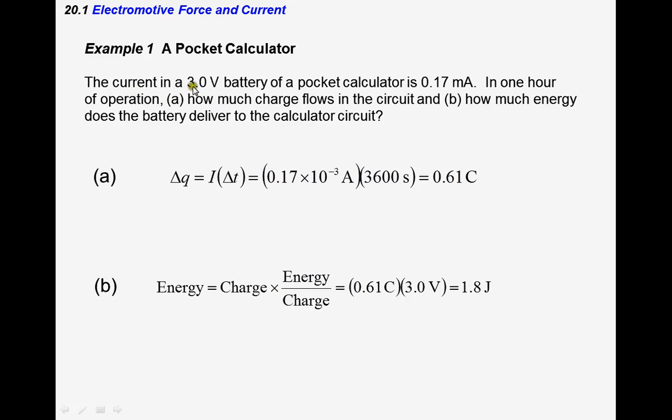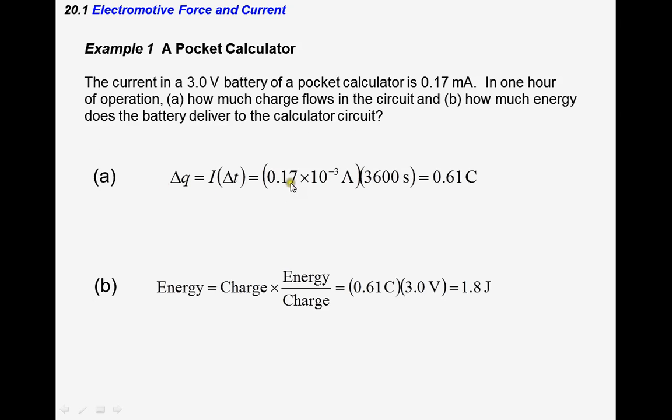The current in a 3-volt battery of a pocket calculator is 0.17 milliamps. 10 to the negative third amps. We have some really tiny numbers in a lot of this stuff that we're doing, so we have to be good with our metric prefixes, milli, micro. I think we're even going to get into nano, farads. So milli is 10 to the negative third, micro is 10 to the negative sixth, and nano is 10 to the negative ninth. In 1 hour of operation, how much charge flows through the circuit and how much energy does the battery deliver to the calculator?